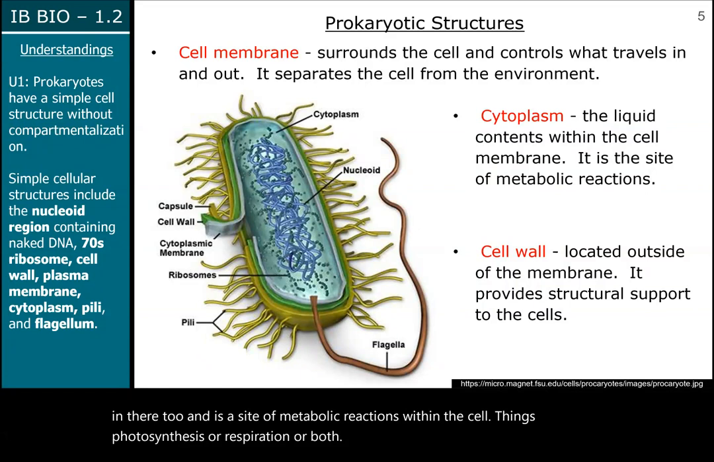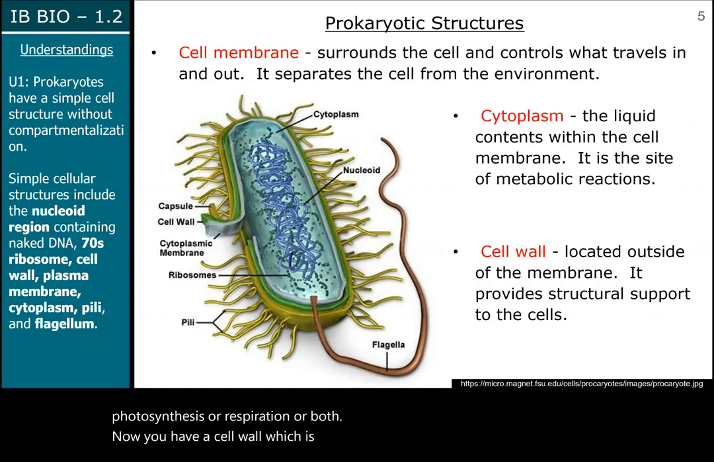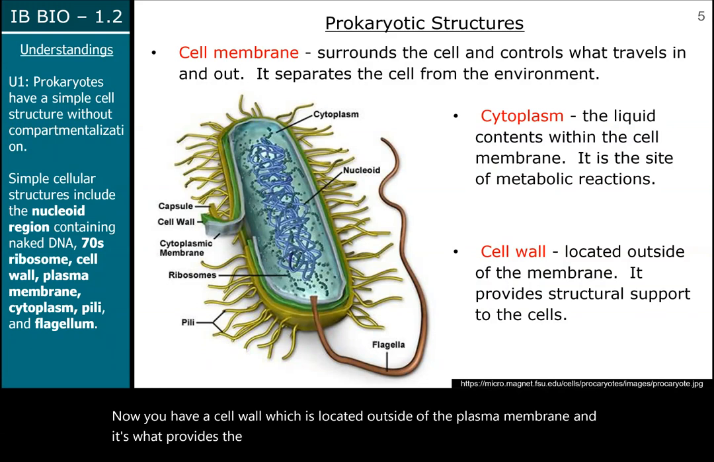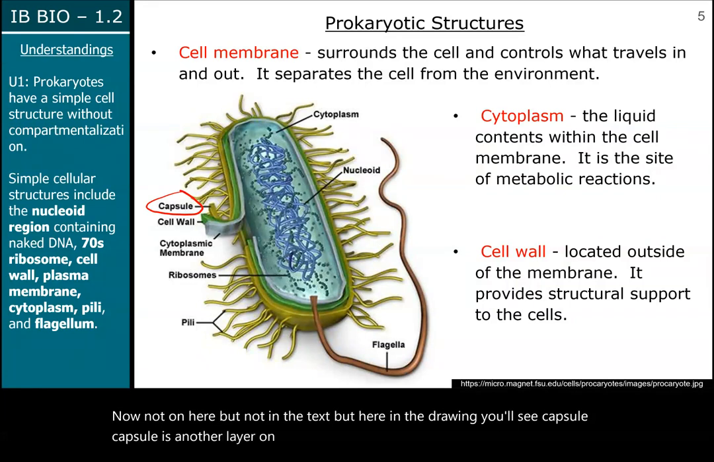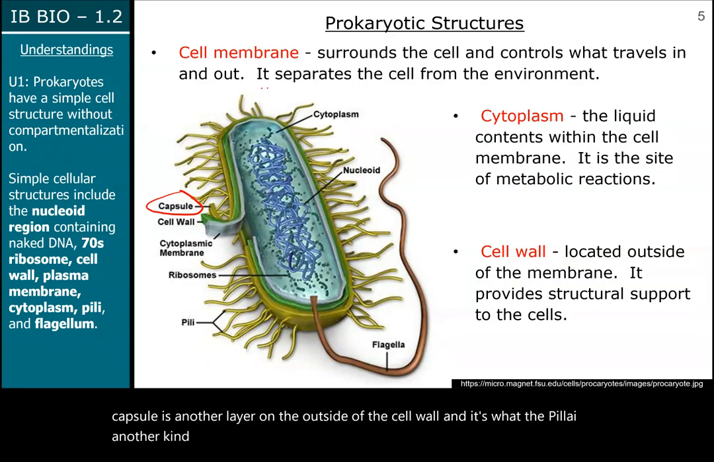Now you have a cell wall, which is located outside of the plasma membrane, and it's what provides the structural support to the cell itself and gives it its shape. Now, not in the text, but here in the drawing, you'll see capsule. Capsule is another layer on the outside of the cell wall, and it's what the pili and other extracellular attachments are attached to.